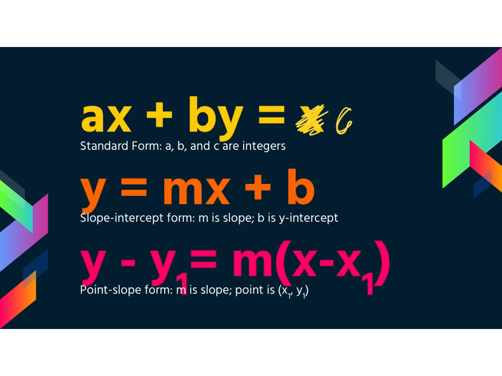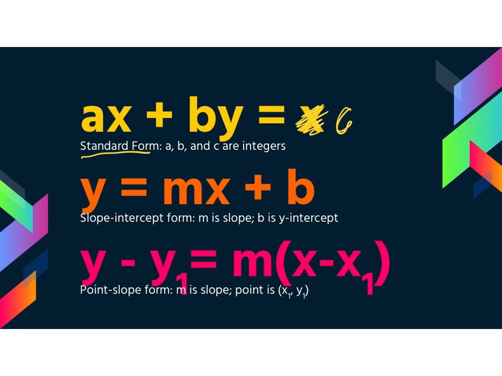Okay, so there's 3 different ways to write your linear equations, and here they are. The first one is called standard form. It says ax plus by equals c. I apologize for that typo in your notes. A, b, and c are all integers.